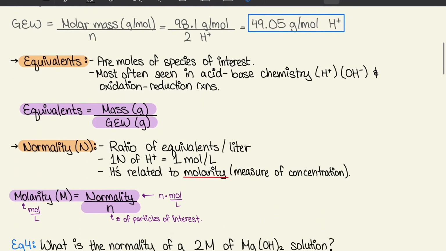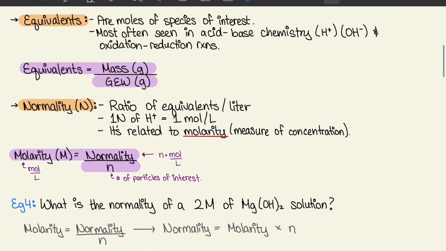Moving on to equivalence. They are moles of species of interest, like we said before, and they're often seen in acid-base chemistry. So you'll either have hydrogen ions or hydroxide ions, and in oxidation-reduction reactions. So this is an important equation to be aware of. It says equivalence is equal to mass, which is grams, over GEW, which is also grams. So the grams and grams cancel out, and equivalence will be unitless.